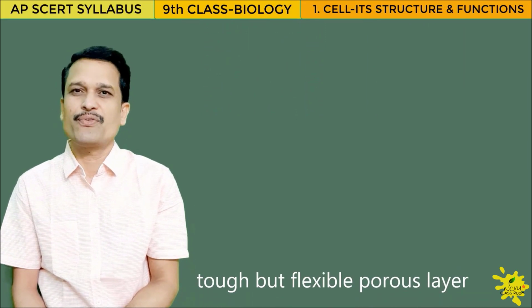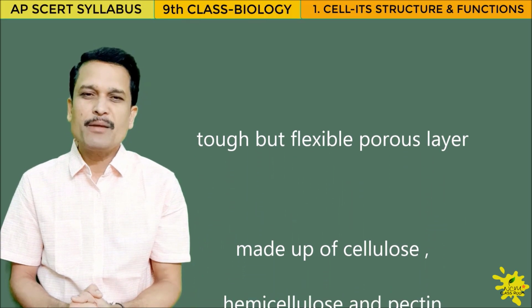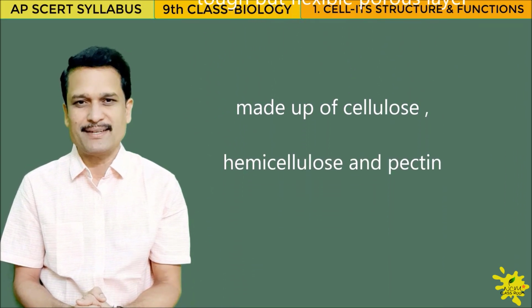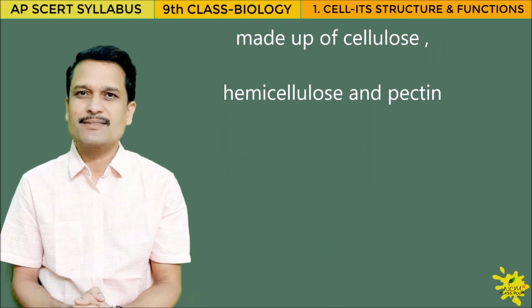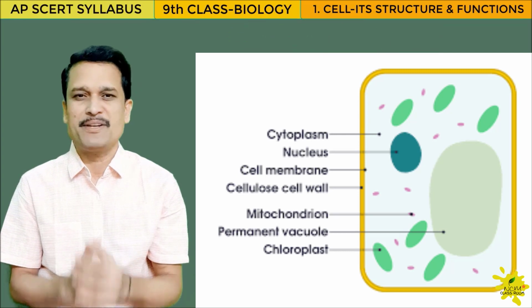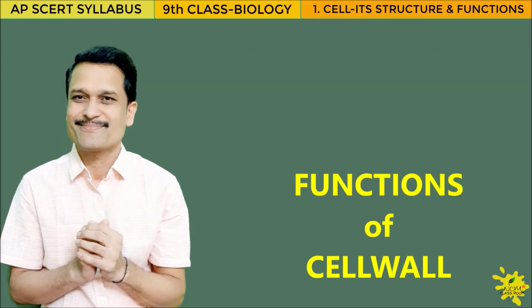It is tough but flexible porous layer. It is made up of cellulose, hemicellulose and pectins in plants. But cell walls of bacteria, algae and fungi are made of different materials. Let us see the functions of cell wall.